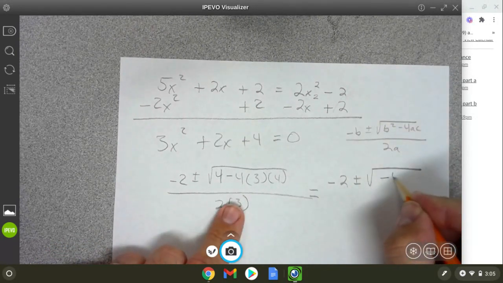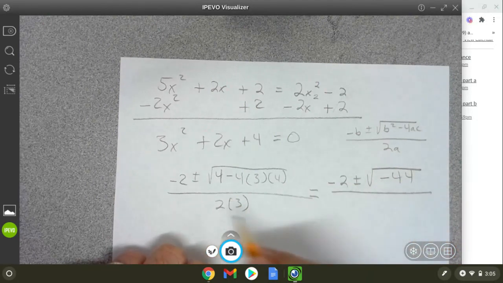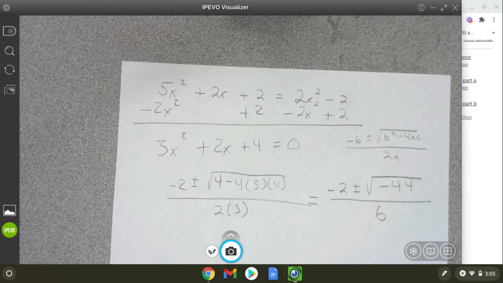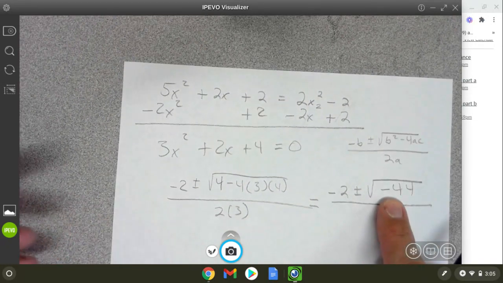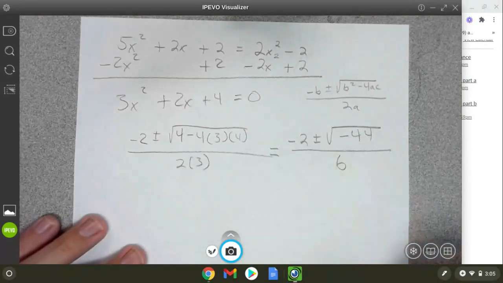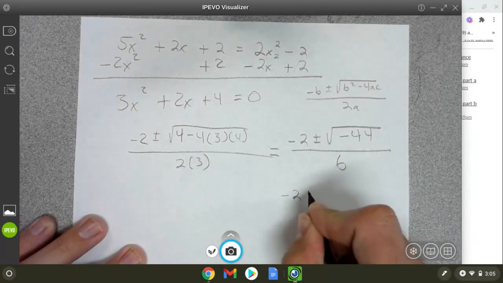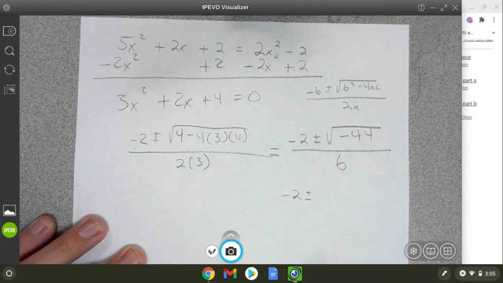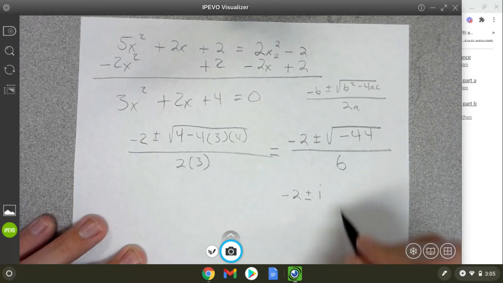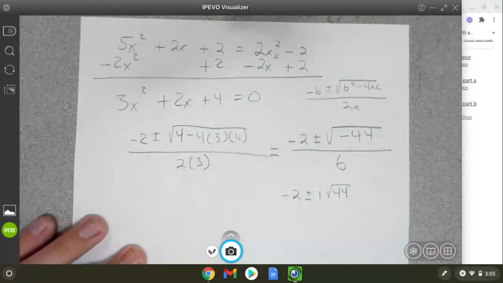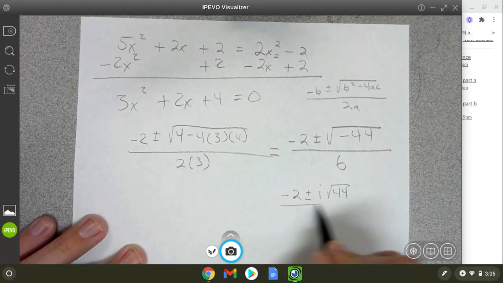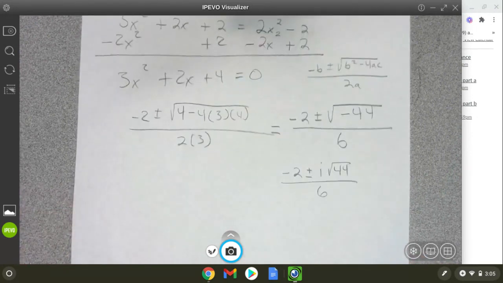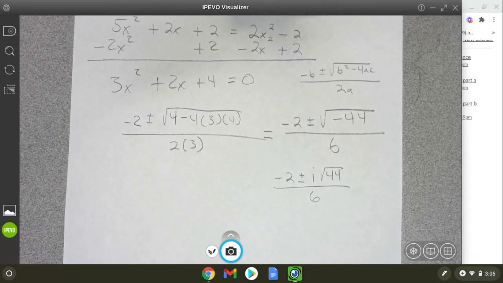And that is what is different about this one. 2 times 3 is 6. So because it's negative, you're actually going to wind up with complex solutions. All right? When you have the square root of a negative, you wind up with imaginary numbers. So we're going to have negative 2 plus or minus, and this negative, you're going to pull it out of the square root, and it's going to become an i, but the rest of it's going to be normal. That way the root becomes positive. All over 6.